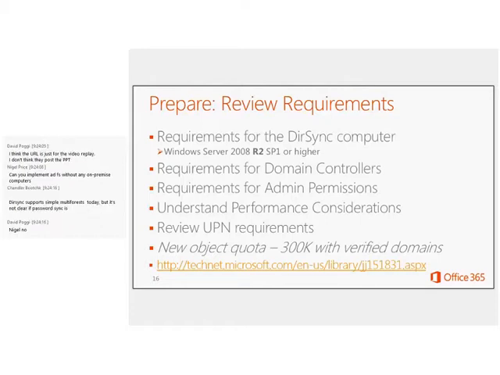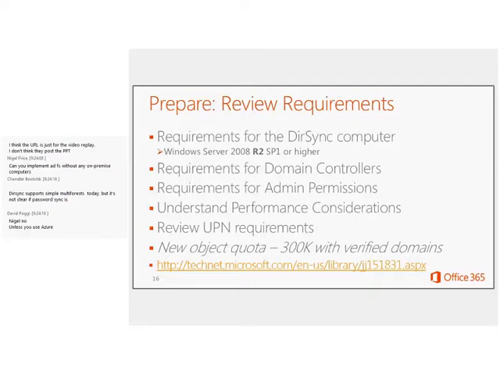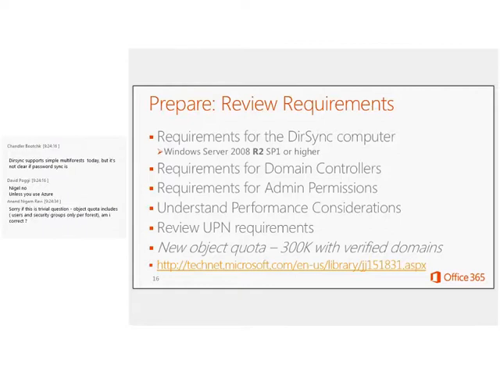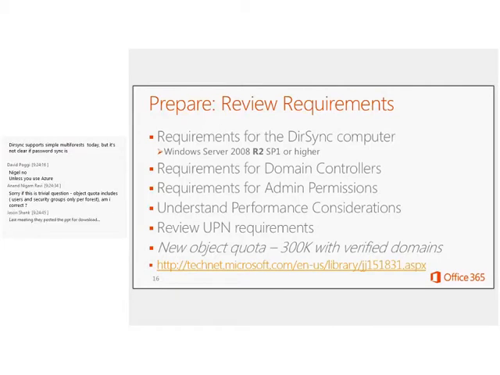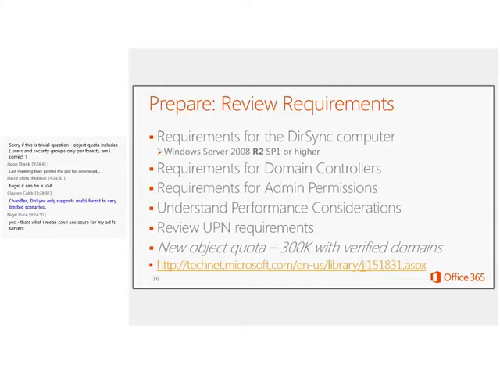So we have added some smarts in the tenant and in the logic there to say that when you actually verify a domain within the tenant, we'll automatically up that quota to 300,000 users. So as long as you have a verified domain, you can synchronize up to 300,000 objects without having to contact support and ask for that change. If you don't have a verified domain, then the quota is still your standard 50,000.